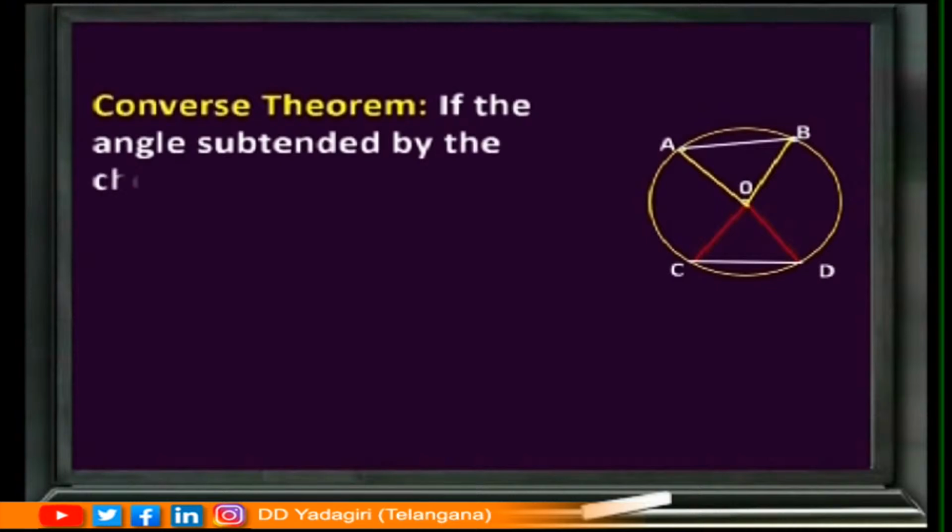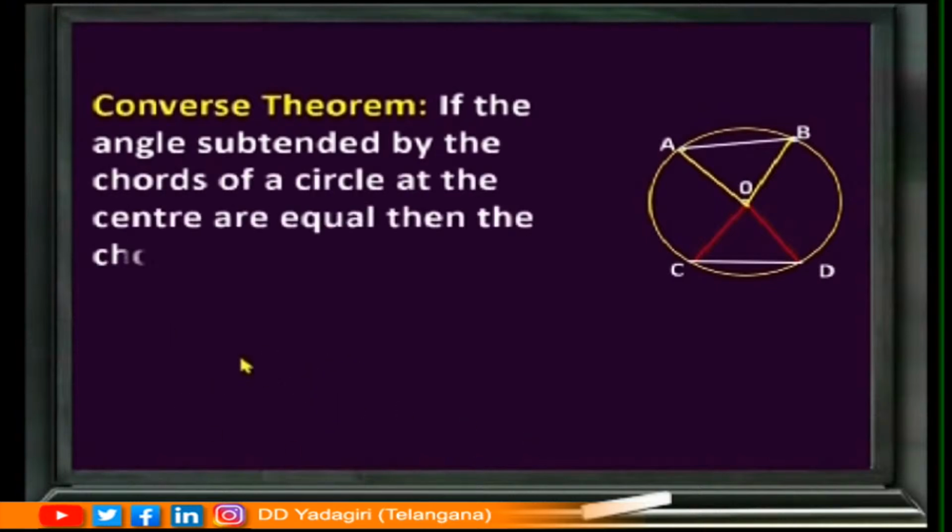Now, the converse theorem. So, what is the converse theorem? If the angles subtended by the chords of a circle at the center are equal, then the chords are equal. So, what can we finalize? If the angles made at the center are equal, then the chords are equal.